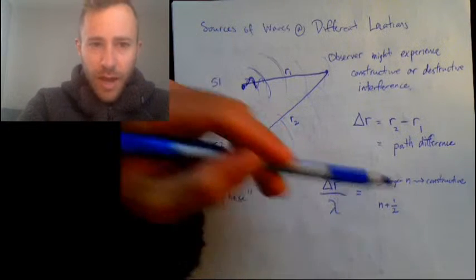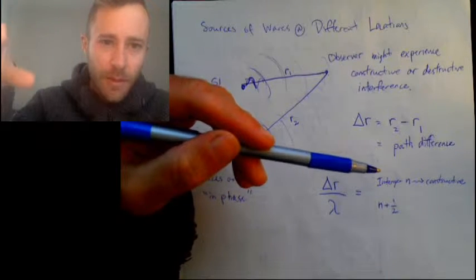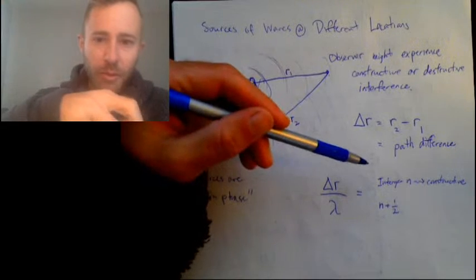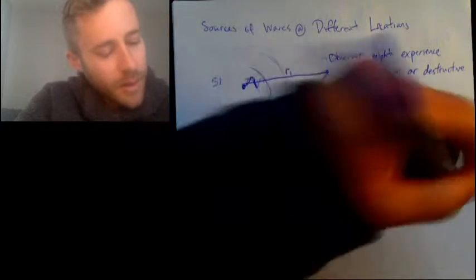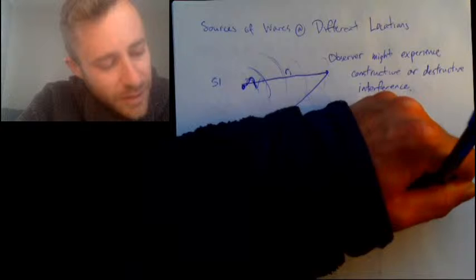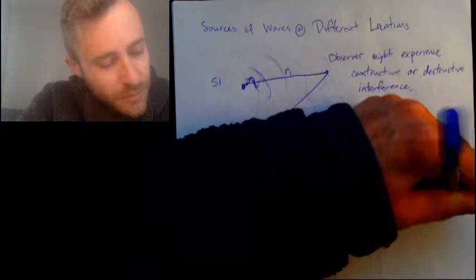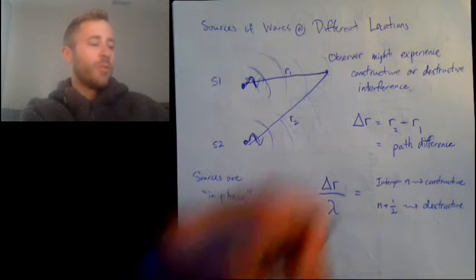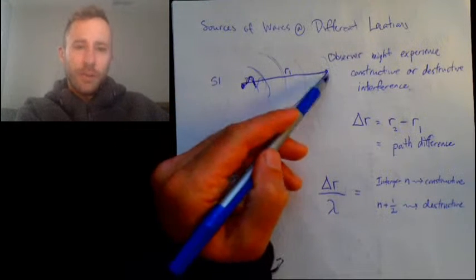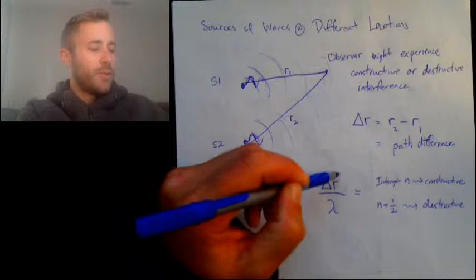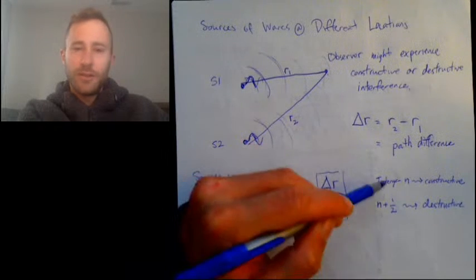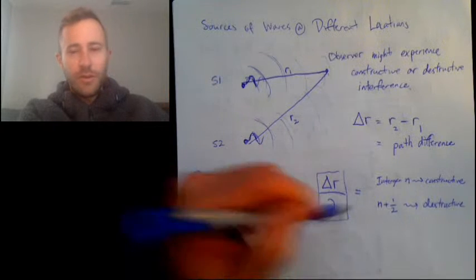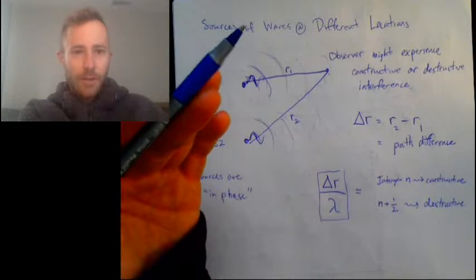If it's an integer plus 1/2, so for example, 0.5, 1.5, 2.5, -3.5, stuff like that, then you are going to have destructive interference. Okay? So basically what we want to do, if we want to predict what kind of interference we are going to have right there, we need to compute this ratio and see whether it's an integer or an integer plus 1/2.